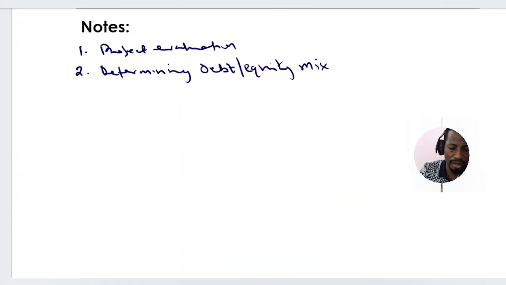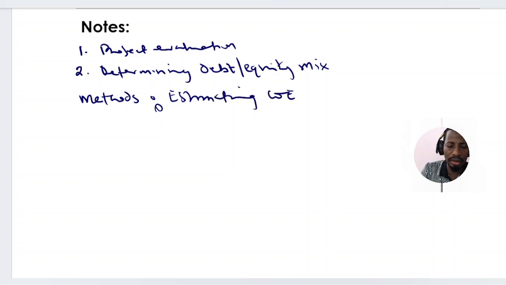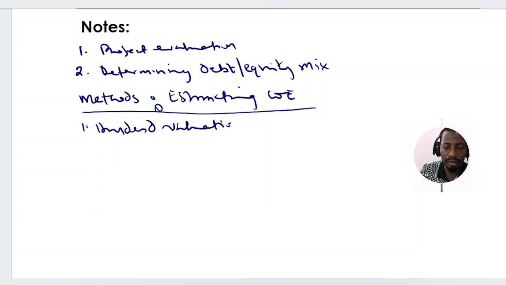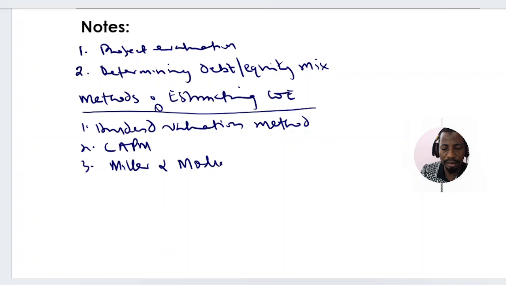So that will take us to the methods of estimating cost of equity. There are three methods of estimating cost of equity. One is the dividend valuation method. Two, the capital asset pricing model. Number three, Modigliani and Miller, the M&M formula. So these are the three methods of estimating cost of equity.